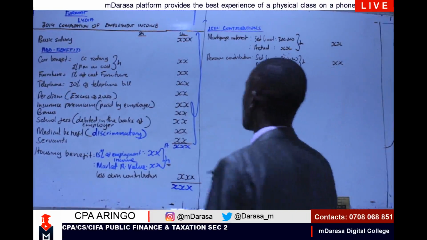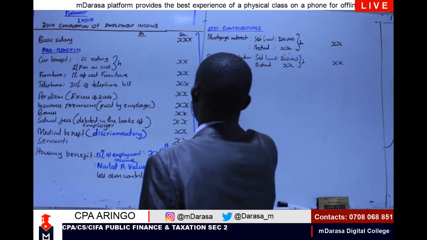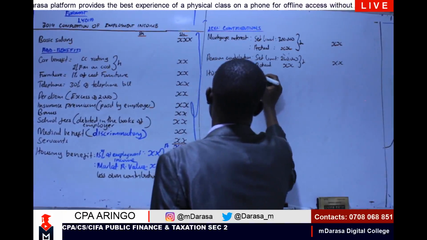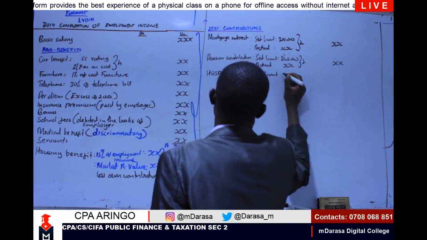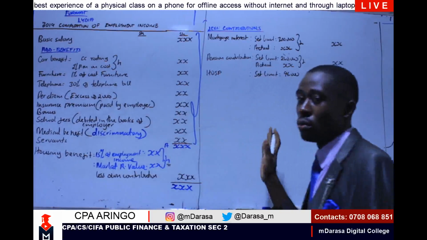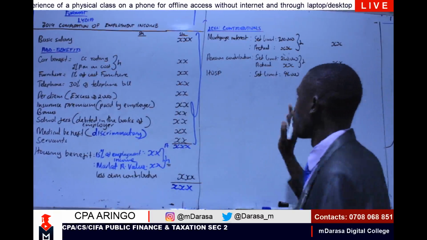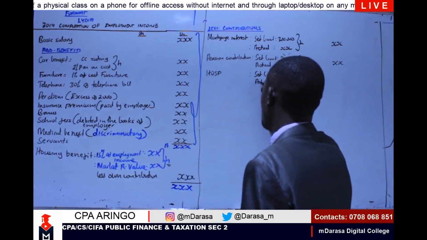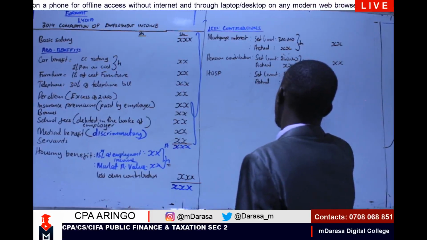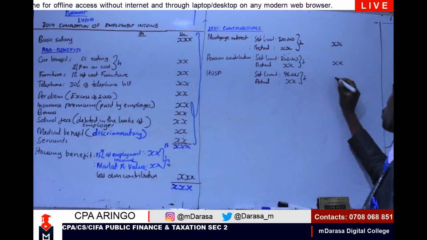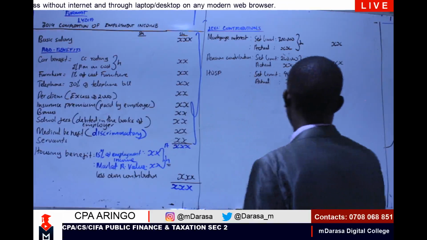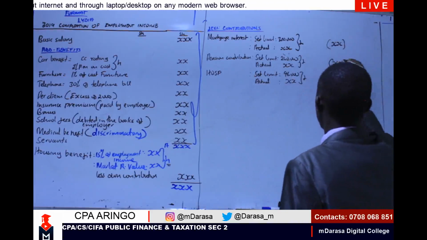HOSP, Home Ownership Savings Plan. I'm going to compare with our set limit, which is currently 96,000. Also, I know most of the books have not updated that one. So you're supposed to use 96,000. That is from 2019. We'll be taking the lower of the two. So all these contributions, we are going to deduct.